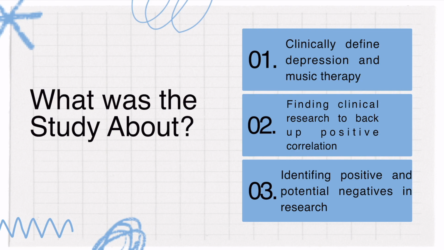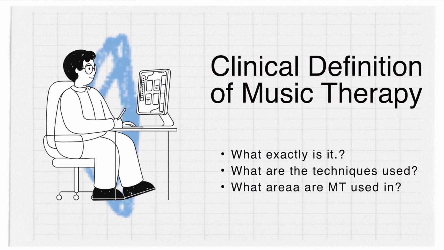The main objectives were to A, clinically define music therapy and depression, B, find an appropriate amount of credible research with support of a small randomized control of music therapy and the waiting list control of adults with depressive disorders, and if there is a positive correlation, and C, to identify what measures need to be done if the evidence reviewed was not adequate.